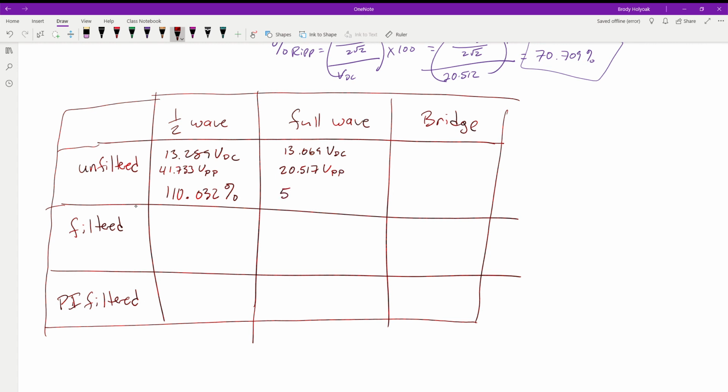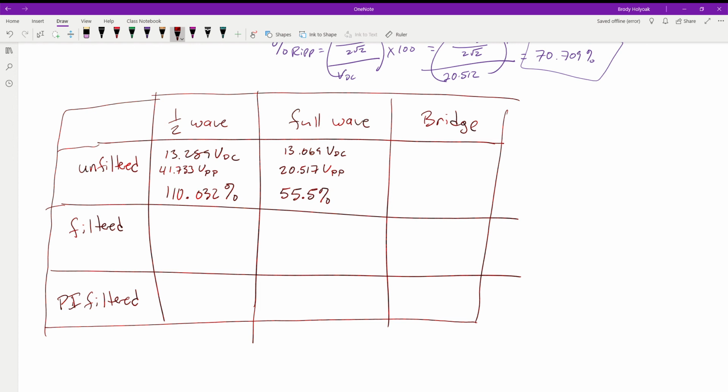And that gave us a ratio. So we had 20.517 volts peak to peak, which was 55.5% ripple, which is amazing. So just by adding a single diode between these, between the half wave and full wave, we were able to cut the ripple in half.